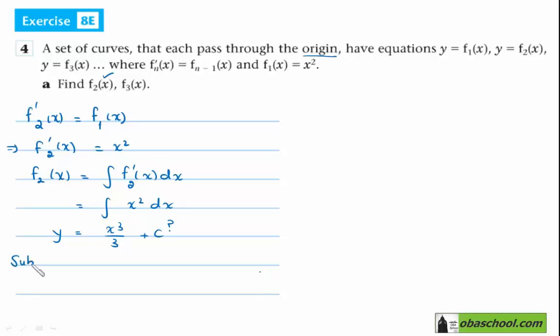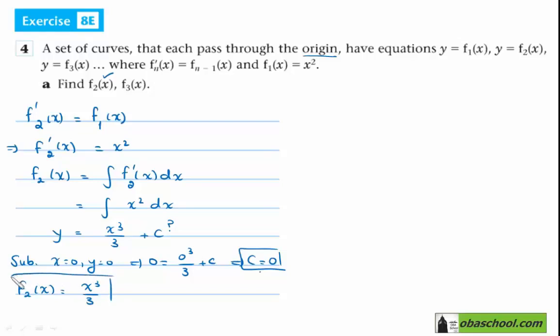To find the constant c, we substitute the given point, the origin x0, y0. Therefore, we get 0 equal to 0 cubed over 3 plus c, so the constant c is 0. Therefore, f2 of x equals x cubed over 3. Using the recurrence relationship, we were able to find the value of f2 of x.